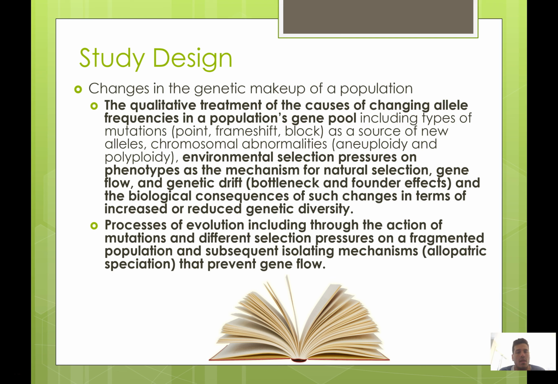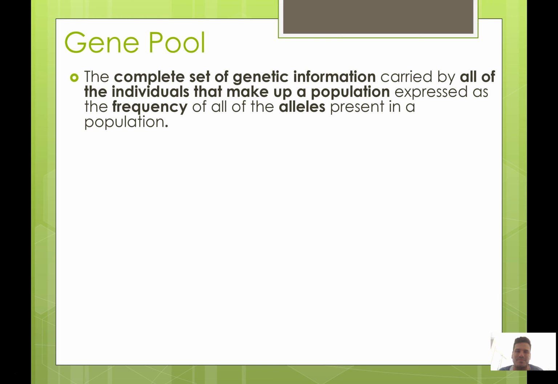Okay, and then from this we're going to talk about the process of evolution through the action of mutations and different selection pressures on a fragmented population, subsequent to isolating mechanisms, which we call allopatric speciation. There's other kinds of speciation, by the way, but you only have to know about allopatric, which is handy because that's the simplest one. So what's a gene pool?